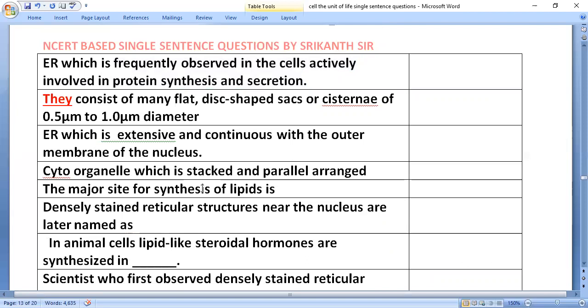Endoplasmic reticulum, which is frequently observed in cells actively involved in protein synthesis and secretion, is rough endoplasmic reticulum. They consist of many flat disc-shaped sacs or cisternae of 0.5 to 1.0 micron in diameter. Golgi complex. Endoplasmic reticulum, which is extensive and continuous with the outer membrane of the nucleus, is rough endoplasmic reticulum.